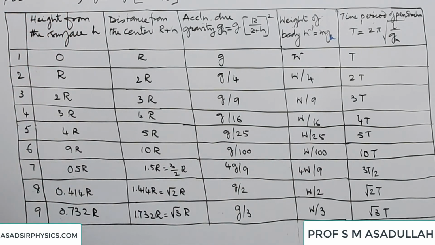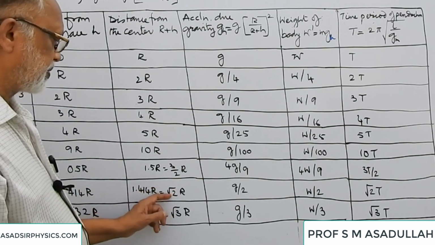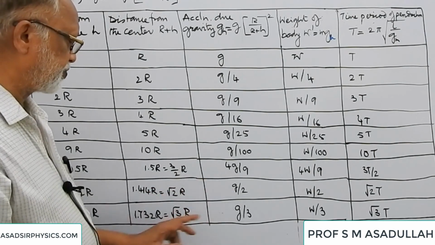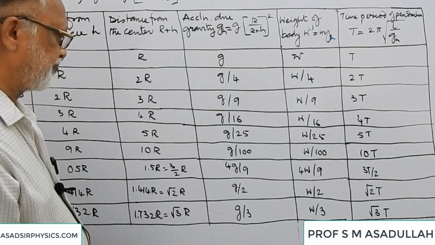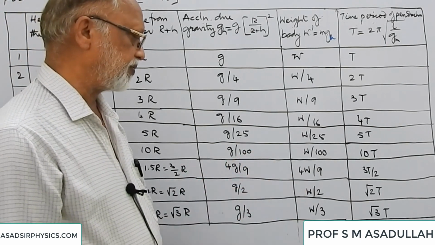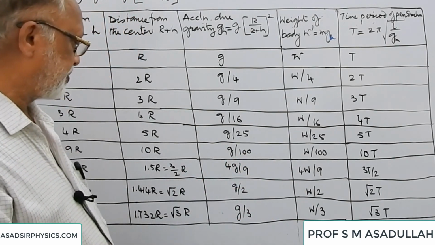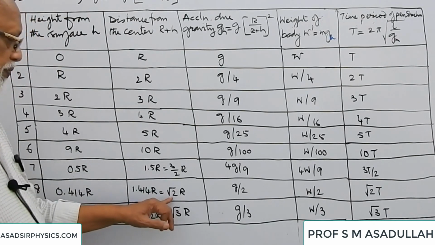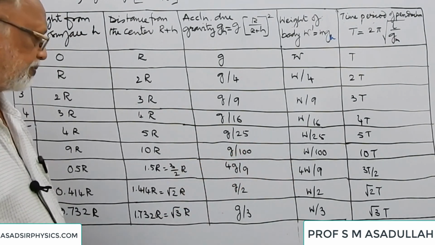Suppose the height is 0.414R. Then the distance from the center is 1.414R. 1.414 is equal to root 2. So here it is root 2 now. So acceleration due to gravity will be g by 2. Square it and take it in the denominator. Whatever is the change in the acceleration due to gravity, a similar change you can find in weight. Then what about the time period? Here it is root 2. In time period also you get root 2.